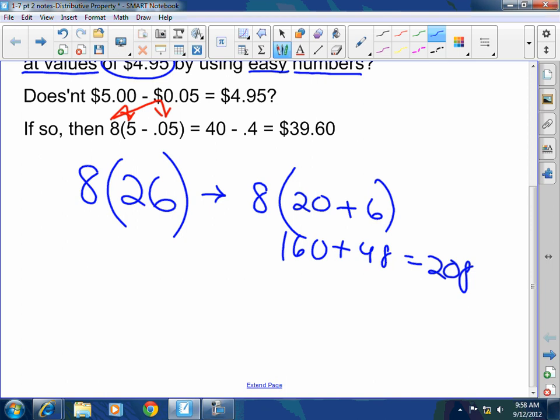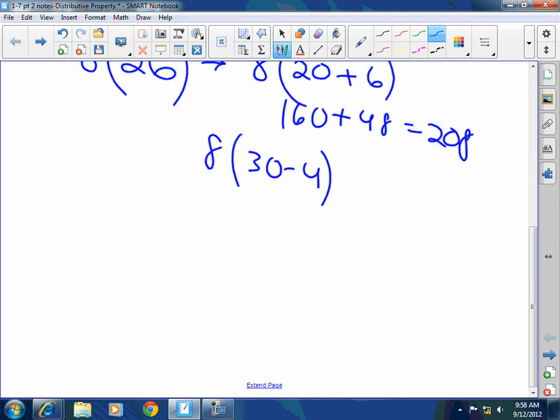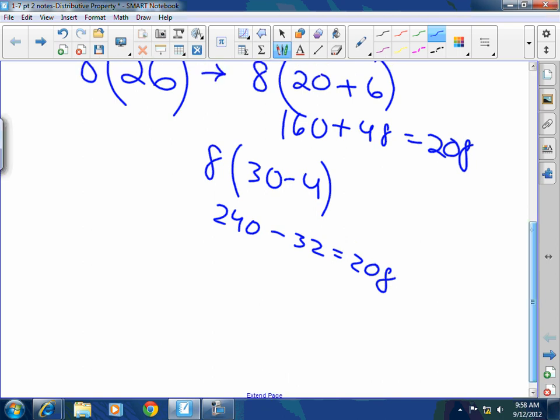You didn't have to go that way. You could have gone this way: 30 minus 4. And then what's 8 times 30? 240. Minus 32. Still going to be 208. There's not one particular exact answer for this.